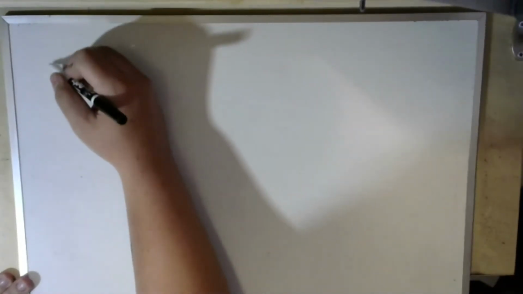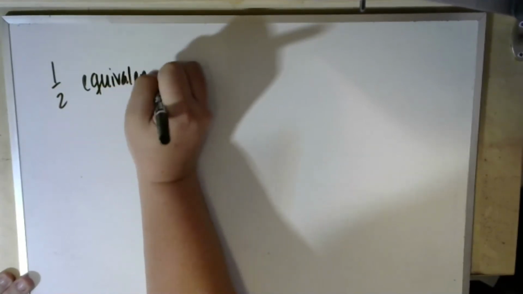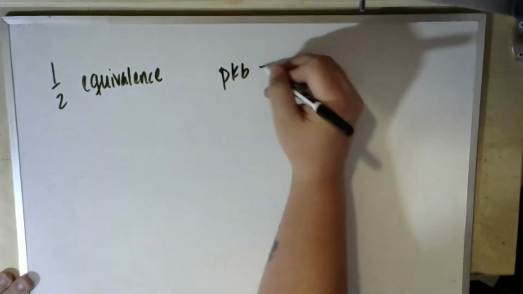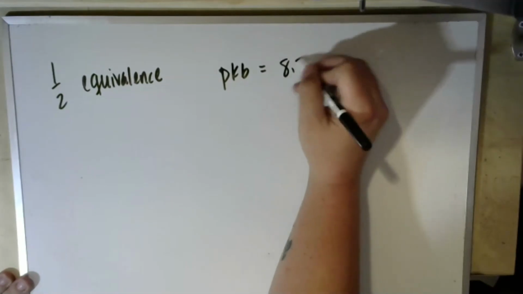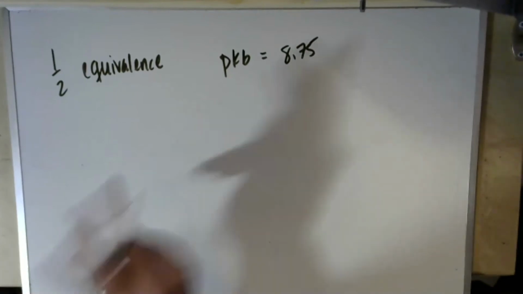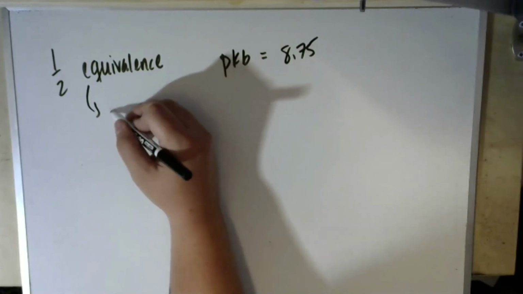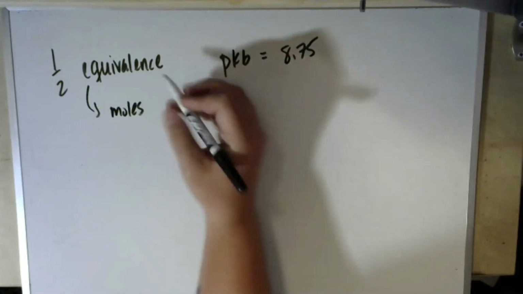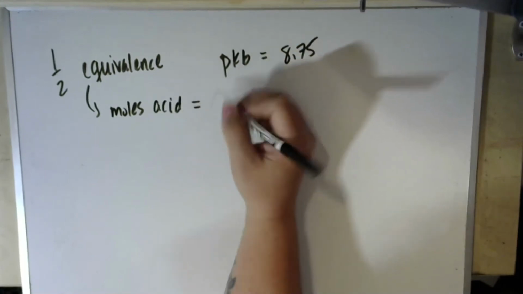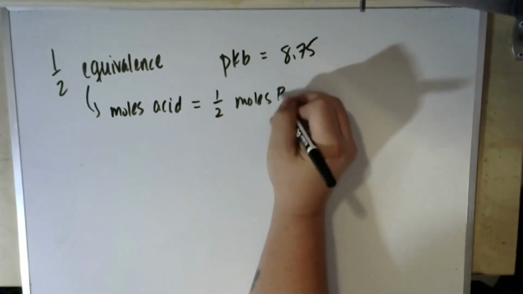What does it say? Half equivalence. And the pKb is going to be 8.75. Okay, so we need to remember two things here. One, the definition of half equivalence, and this is when the moles of the acid that we're adding are going to be equal to 1/2 the moles of the base that we started with.